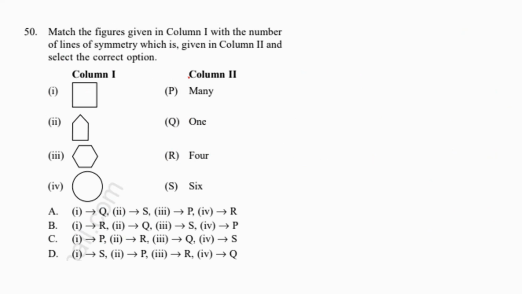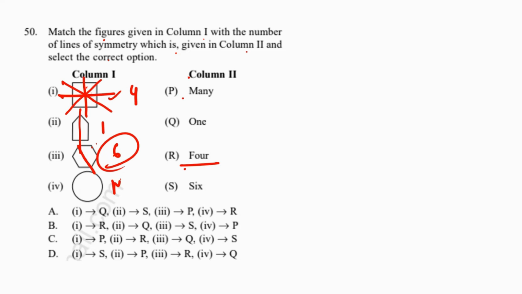Moving on to the last question for our paper. Match the figures given in column 1 with the number of lines of symmetry given in column 2. This first one is a square, so it has 4 lines of symmetry, both the diagonals as well as vertical and horizontal. Next one is a pentagon, so it has 1 line of symmetry. This is a hexagon, so it has 6 lines of symmetry as it's a regular polygon, and a circle has many. So 4, 1, 6, and many. That's the answer. Where do we find it? R comes first, then Q, then S, then P. RQSP. Option B is the answer.